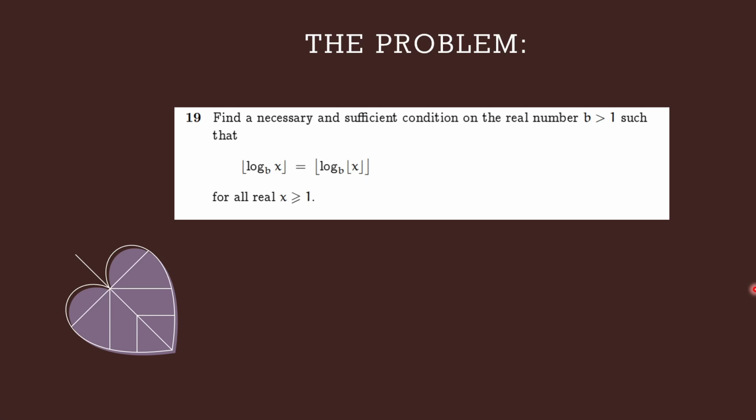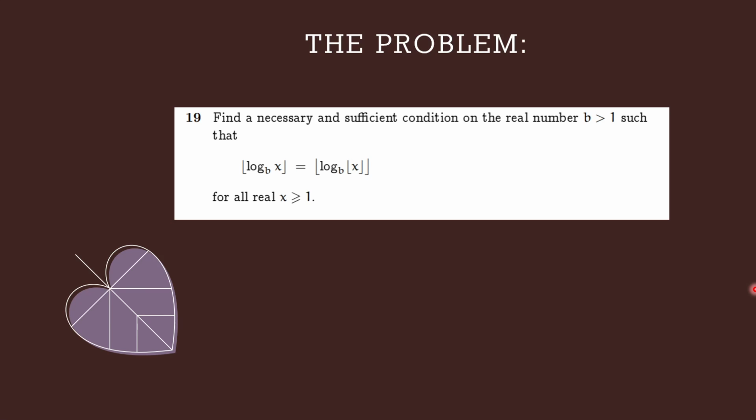The problem shown in the book is: find a necessary and sufficient condition on the real number b bigger than 1 such that the floor of log base b of x is equal to the floor of log base b of floor x for all real x bigger than or equal to 1. So the first thing we're going to pay attention to is that what we're mainly trying to restrict is b, so x can be any real number bigger than or equal to 1.